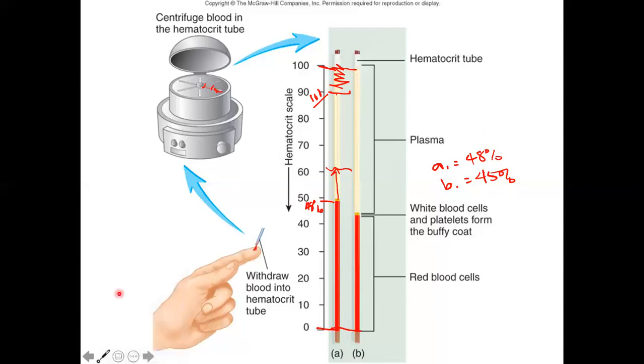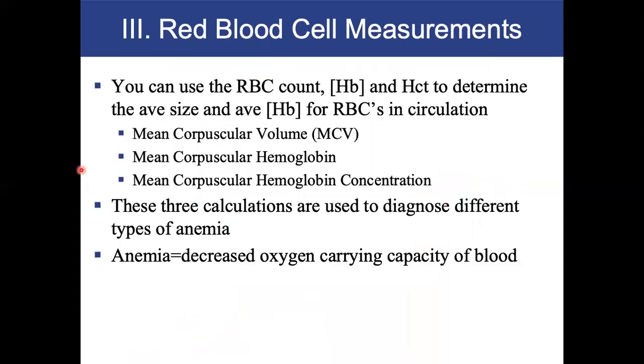Good. Okay, what do we use these for? So aside from these 3 indices, red blood cell count, hemoglobin concentration, and hematocrit, we can use them to figure out the average size and average concentration of hemoglobin for red blood cells in circulation. So we can figure out the mean corpuscular volume, the mean corpuscular hemoglobin, and the mean corpuscular hemoglobin concentration. These 3 means are used to diagnose different types of anemia.